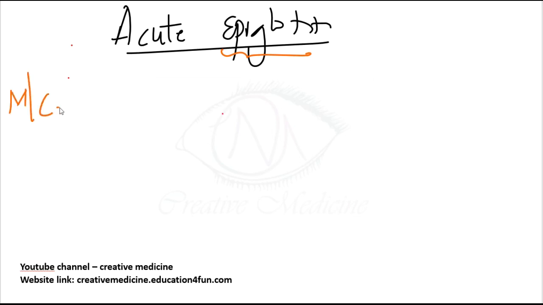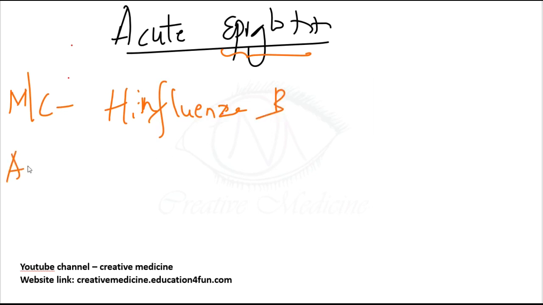Acute epiglottitis is most commonly seen in children, and the etiological agent is Haemophilus influenzae type B. If it is seen in adults, it is most commonly caused by group B beta hemolytic streptococci.